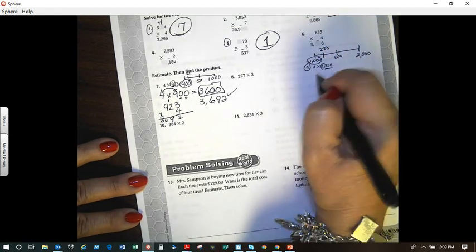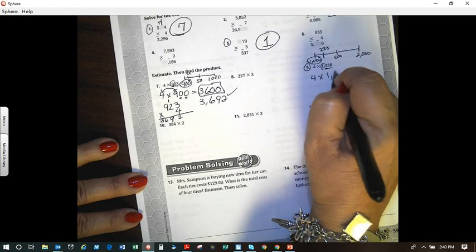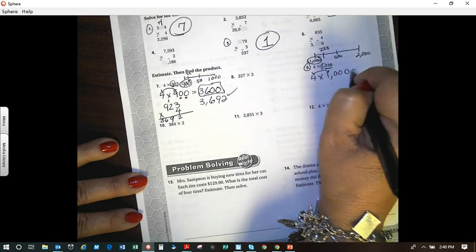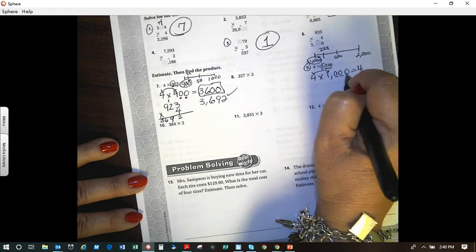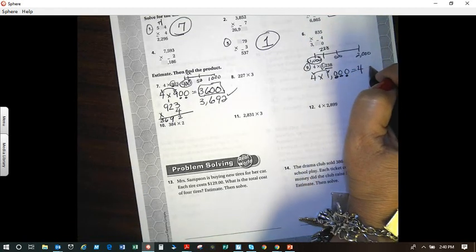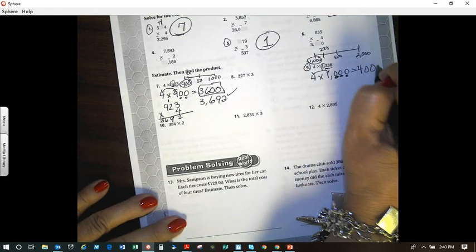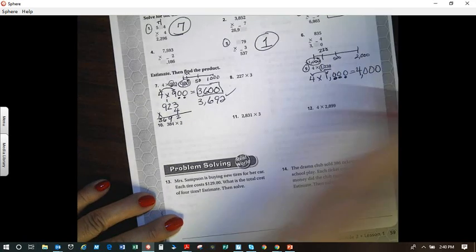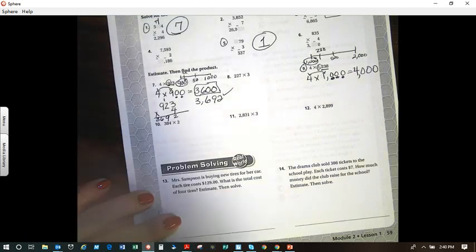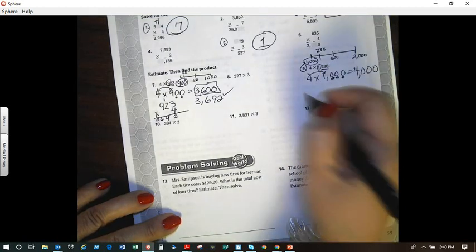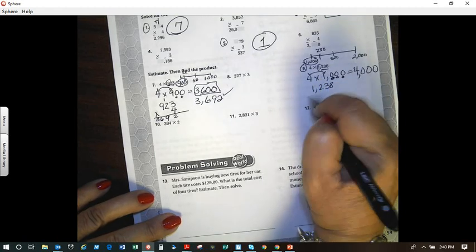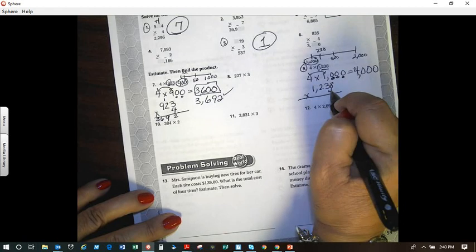So I'm going to have 4 times 1,000. 4 times 1 equals 4. And 1, 2, 3. I put dots. I'm going to write out 3 zeros. So it's about 4,000. So this is approximately 4,000. Now I'm going to multiply it completely out. So I have 1,238 times 4. 4 times 8 is 32.